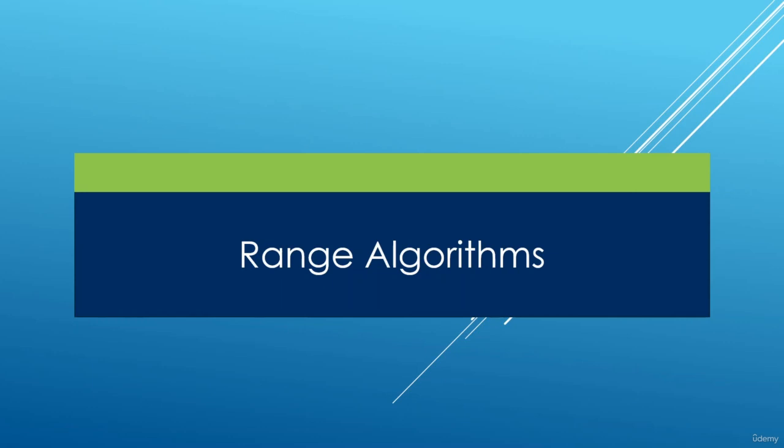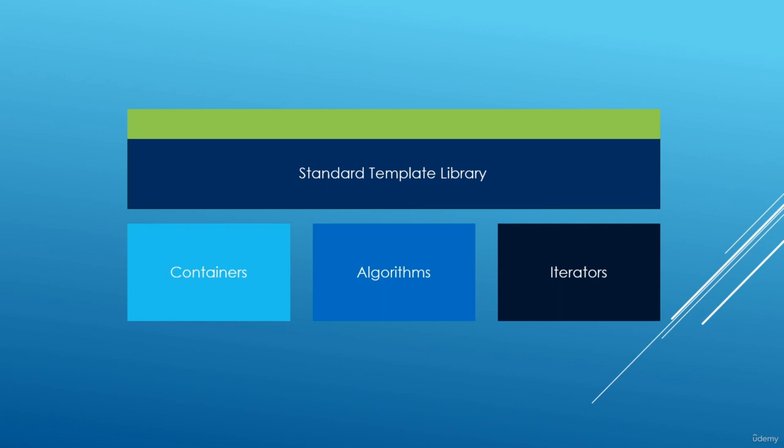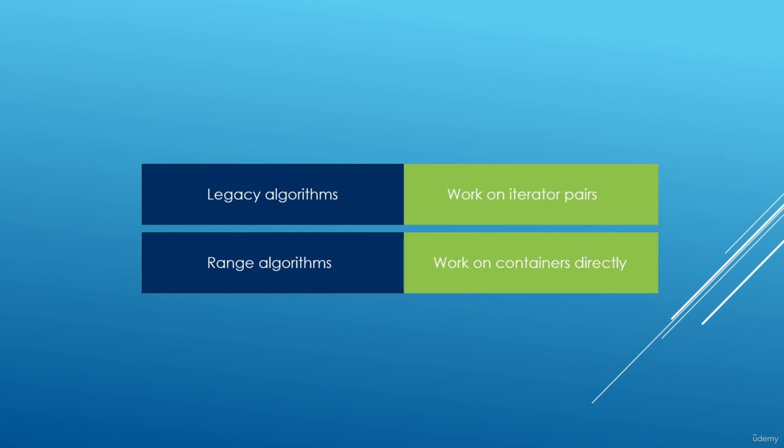In this lecture, we're going to learn about range algorithms. This is another set of algorithms that are part of the C++ standard library that allow us to do all kinds of crazy things. But they are different from the algorithms we saw in the last chapter in that they don't work on iterator pairs, they work directly on the containers. I think this is best explained with an example, so let's look at one.